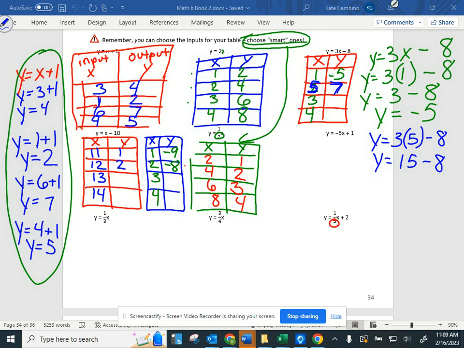Please put the glue bottle away. It's math class. We don't need it. Any other questions? So remember, you need 4 entries in each function table.